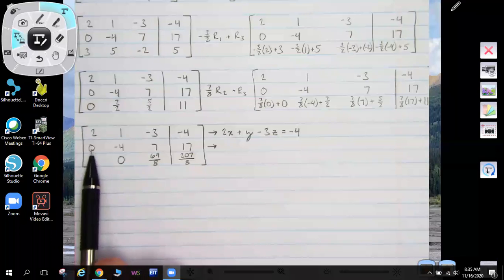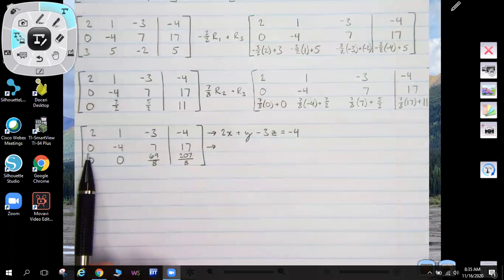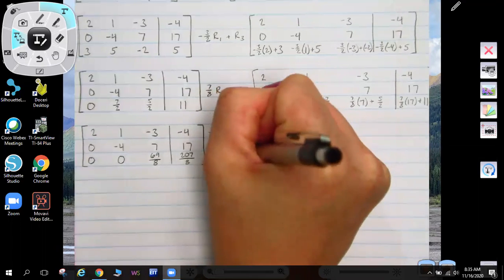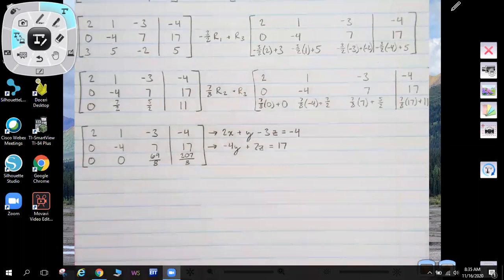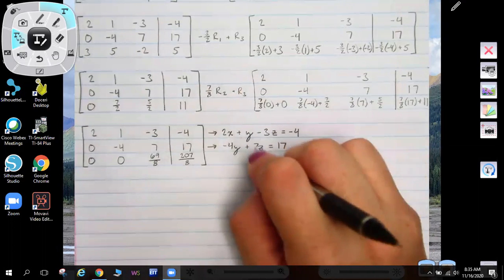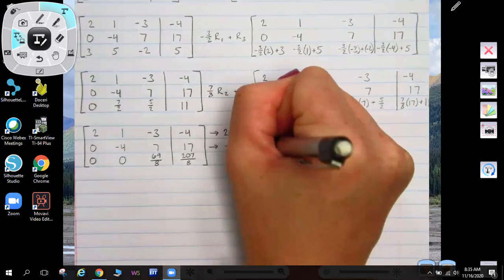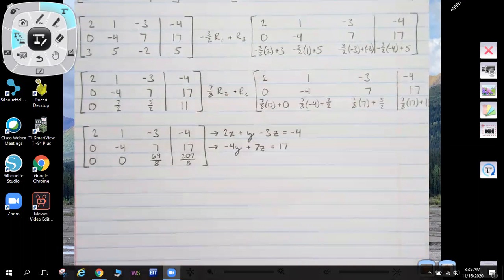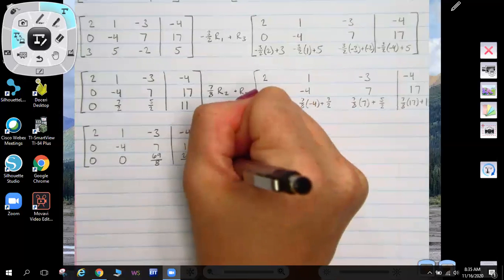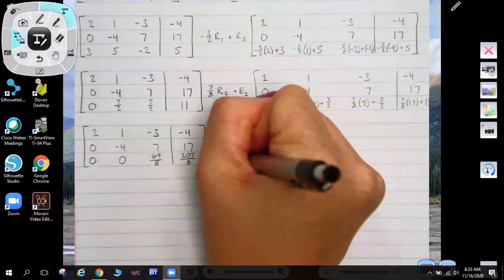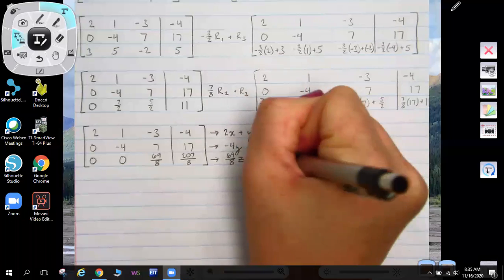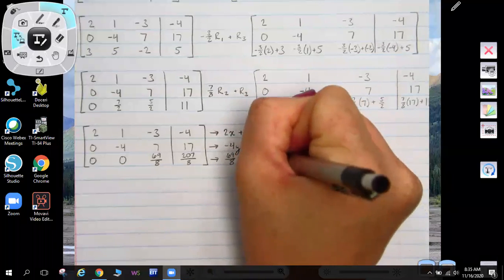In the second row, we have 0x, which means we don't have an x term. Then we have -4y plus 7z equals 17. And the last row, 0x, 0y, we've got 69/8z equals 207/8.